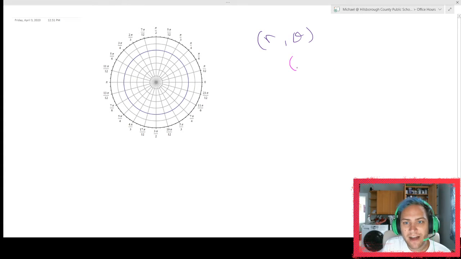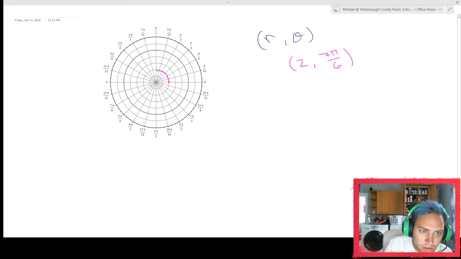So if I have positive 2, and then let's say our theta is 7 pi over 6. What that tells me is out here I'm going to go over 2 units to this spot right here, and then I'm going to rotate around this circle 7 pi over 6 units, which comes to be right here.